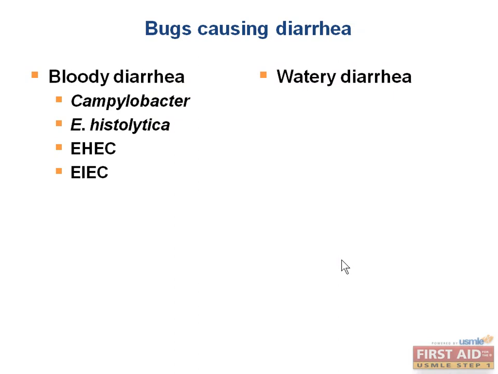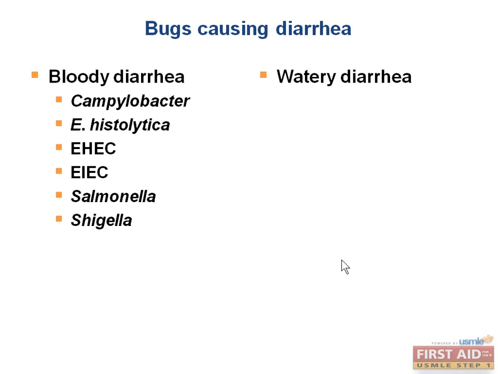Enteroinvasive E. coli, as its name suggests, invades the colon and can cause dysentery, which includes bloody diarrhea. This is due to its causing necrosis and inflammation of the colonic mucosa. It does produce a toxin. Salmonella can also cause bloody diarrhea, as can Shigella. Shigella, however, is the main cause of bacillary dysentery.